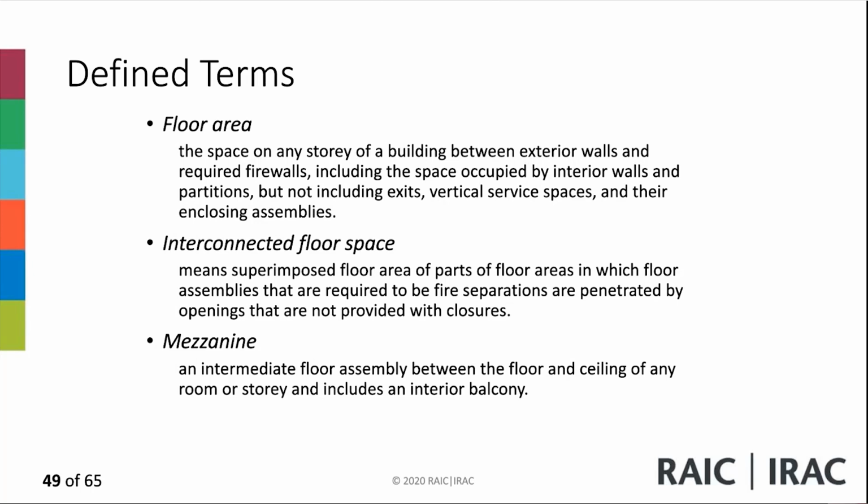So what is a mezzanine? It's an intermediate floor assembly between the floor and a ceiling of any room or story, and includes an interior, and that could include also interior balconies. What is an interconnected floor space? It's superimposed floor areas or part of floor areas in which the floor assemblies that are required to be fire separations are penetrated by openings not provided with closures. So this is where I have openings like for stairs, where the floors are open onto each other, and then I have the mezzanines, which is a floor assembly within a room.